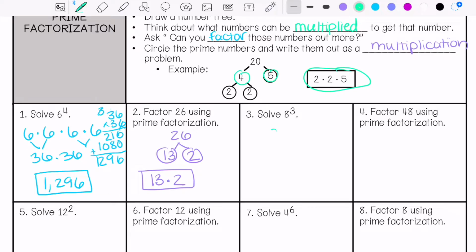Solve 8 to the third power. That's 8 times 8 times 8. 8 times 8 is 64. Then I need to multiply that by 8. So this is 512.